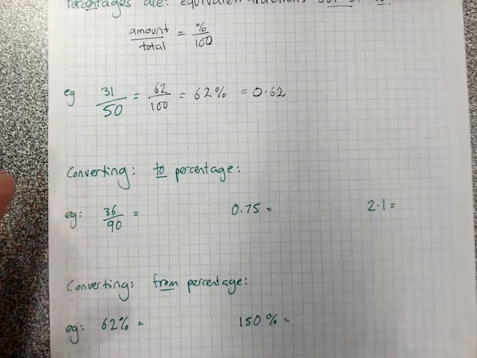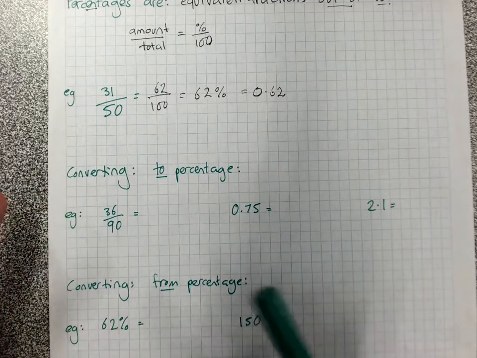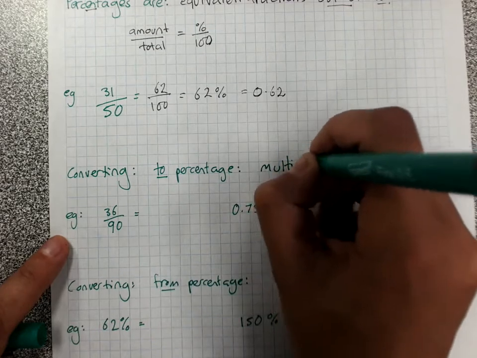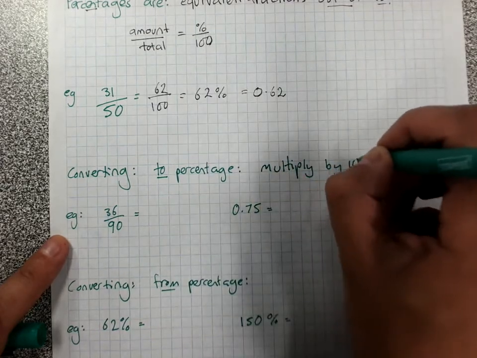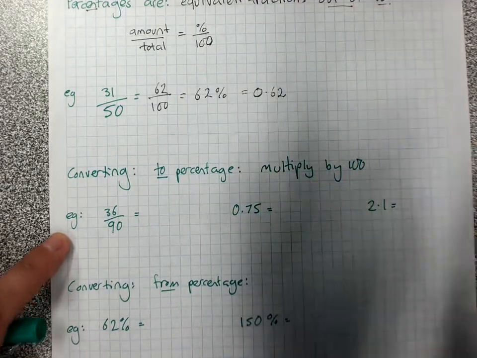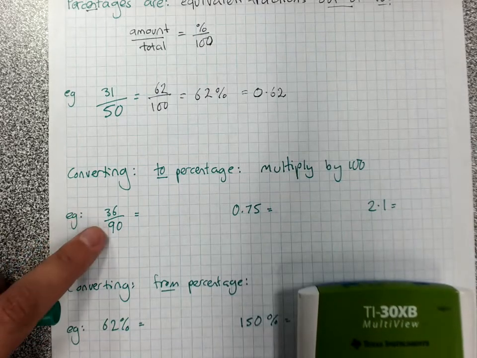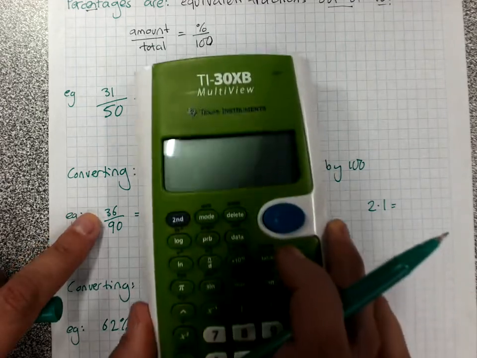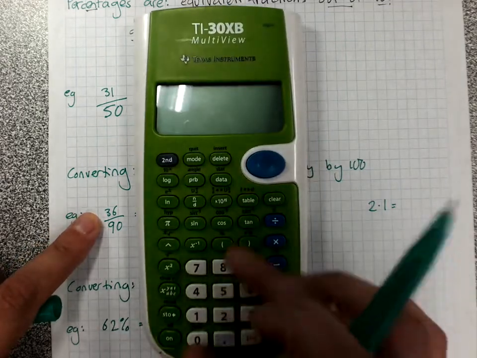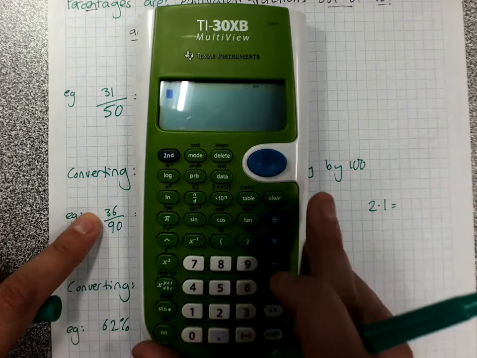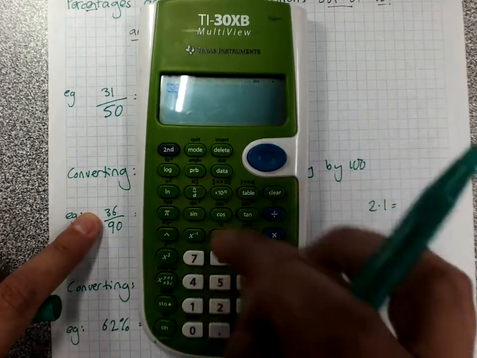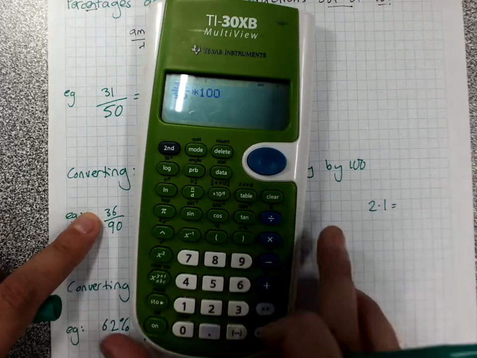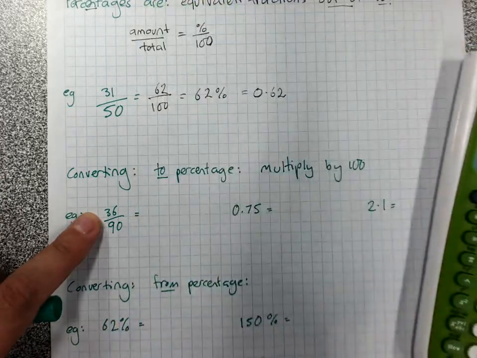If we're converting from a fraction or a decimal to a percentage, we multiply by 100. So, a fraction is an amount out of a total. To change it to a percentage, 36 over 90 times 100, 40%.